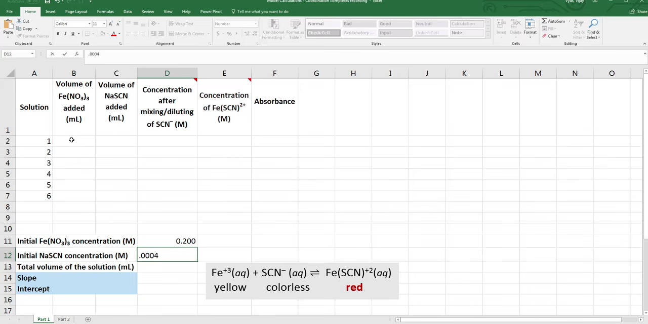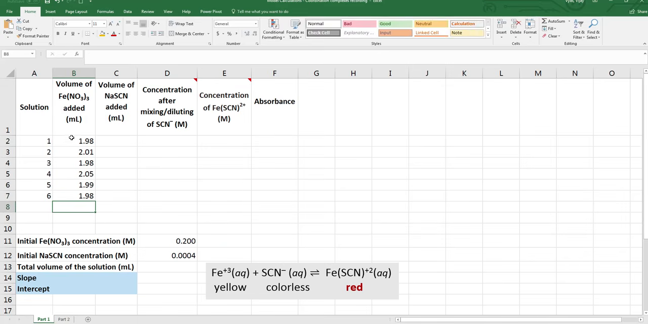And then what we are doing is we are keeping the amount of iron constant. And since you will use a burette for measuring volume, we will write two significant figures after the decimal. So these are the values that you would be writing from the burette, and I will type something randomly here. So let's say around 1.98, 2.01, 1.98, 2.05, 1.99, 1.98.